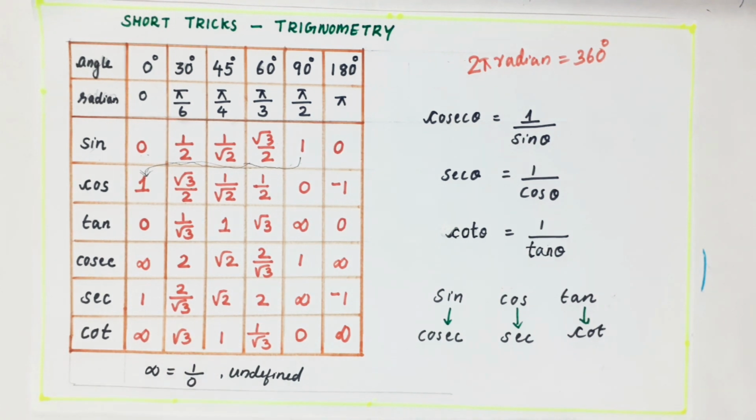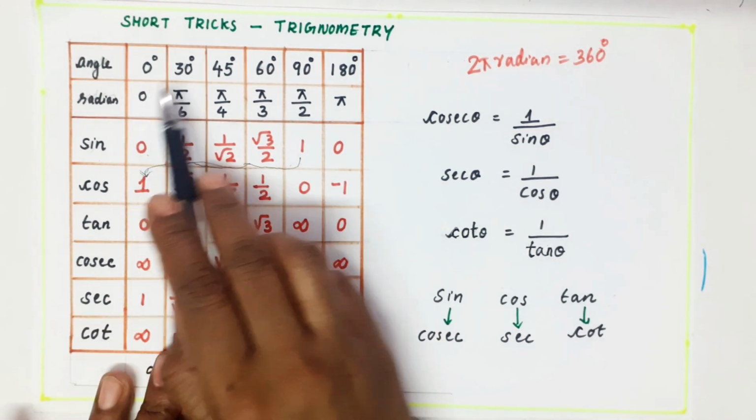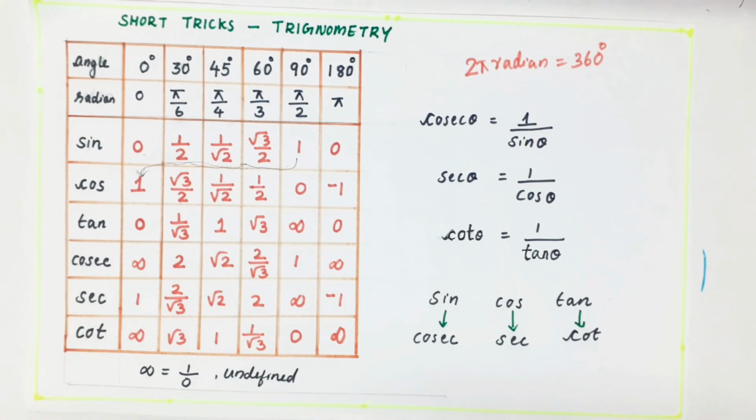Okay, so you have to learn this table. This table, no need to worry. I told you only the first thing you remember. 0, 30, 45, 60, 90 sin values you learn: 0, 1 by 2, 1 by root 2, root 3 by 2 and 1.